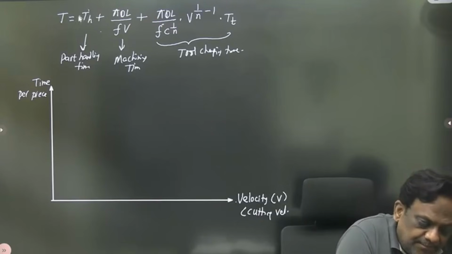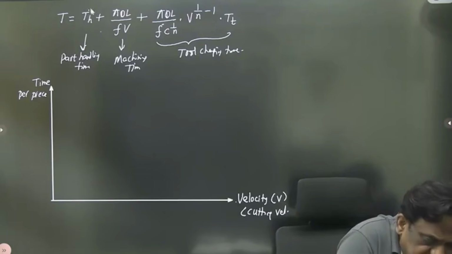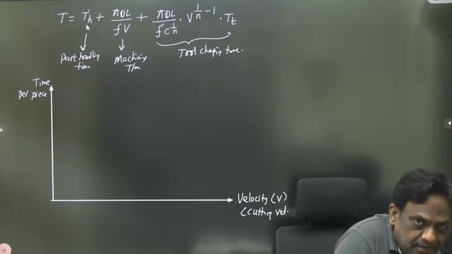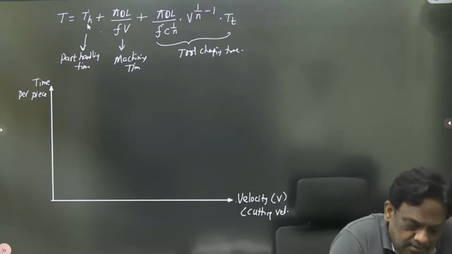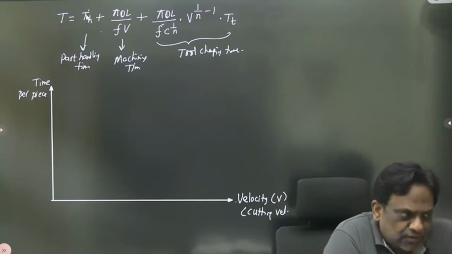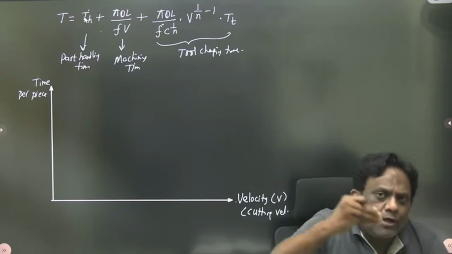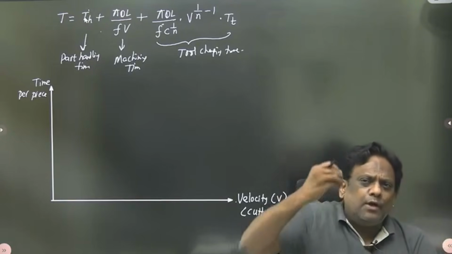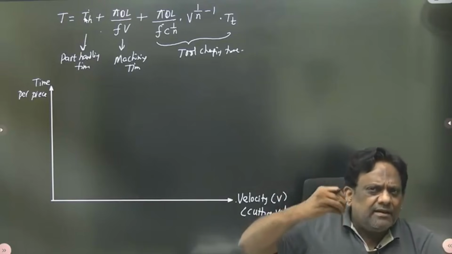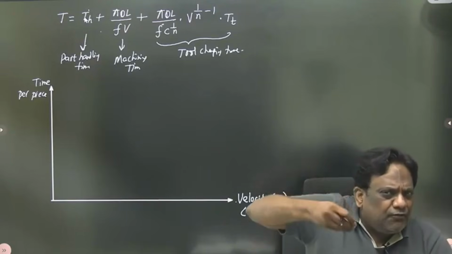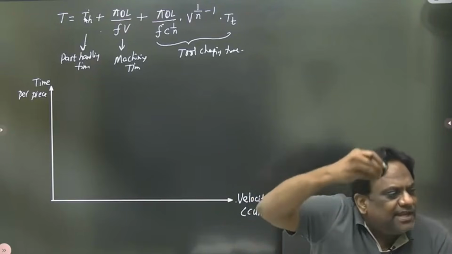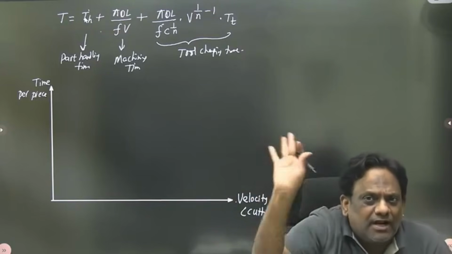The first term is part handling time. Is it dependent on velocity? Is there any velocity term in it? When you are loading and unloading the workpiece, will there be any influence of cutting velocity? There is none, the machine is not running at all.